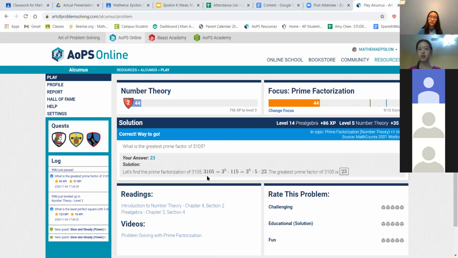23 is the correct answer because 3,105, you can first divide by 5 because that's the obvious prime factor. And then you get 5 times 621. And if you notice, the digits of 621 add up to 9, which is divisible by 3. So that means that 621 is divisible by 3. And actually, it's divisible by 9. So if you do 621 divided by 3 times 3, the total prime factorization would be 5 times 3 times 3 times 23. So the greatest prime factor would be 23.